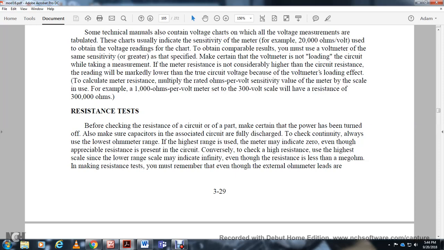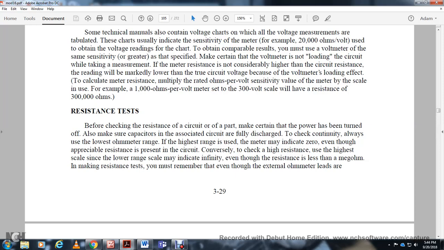All right, resistance check. Before checking the resistance of the circuit or part, make sure that the power has been turned off. Make sure the capacitors of the circuit are fully discharged. On the lowest ohmmeter range, the meter may indicate zero even though appreciable resistance is present in the circuit. Conversely, on the highest scale, the meter may indicate infinity even though the resistance is less than a megohm.